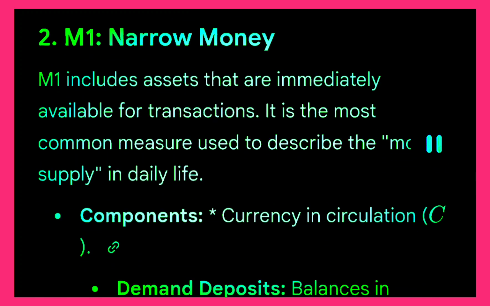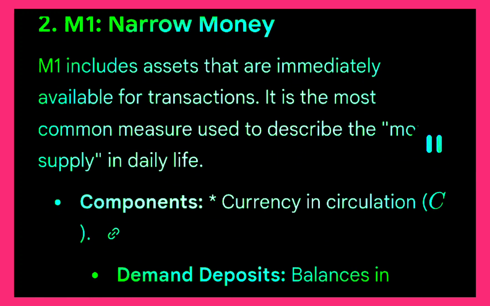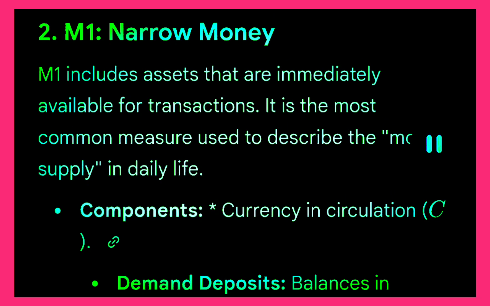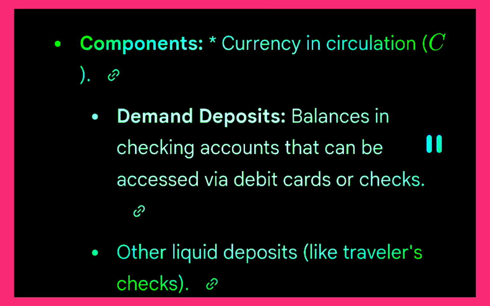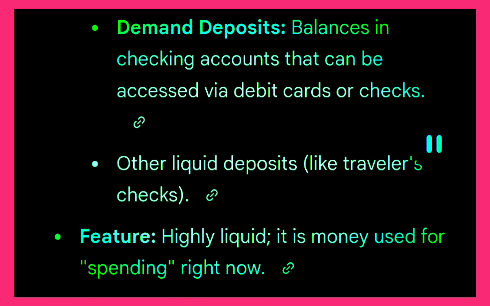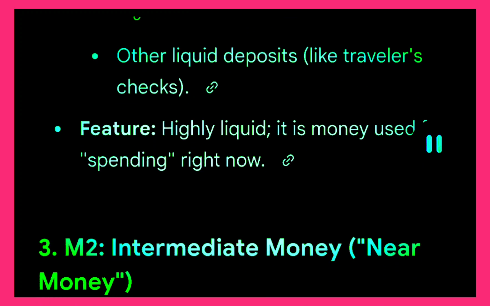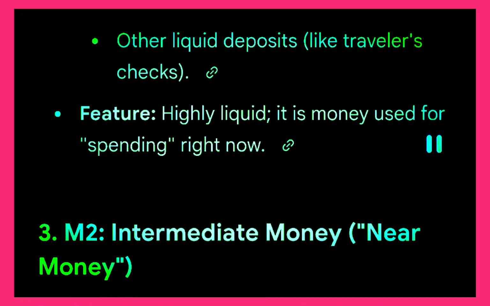2. M1, narrow money. M1 includes assets that are immediately available for transactions. It is the most common measure used to describe the money supply in daily life. Components: currency in circulation, C. Demand deposits, balances in checking accounts that can be accessed via debit cards or checks. Other liquid deposits, like traveler's checks. Feature: highly liquid. It is money used for spending right now.